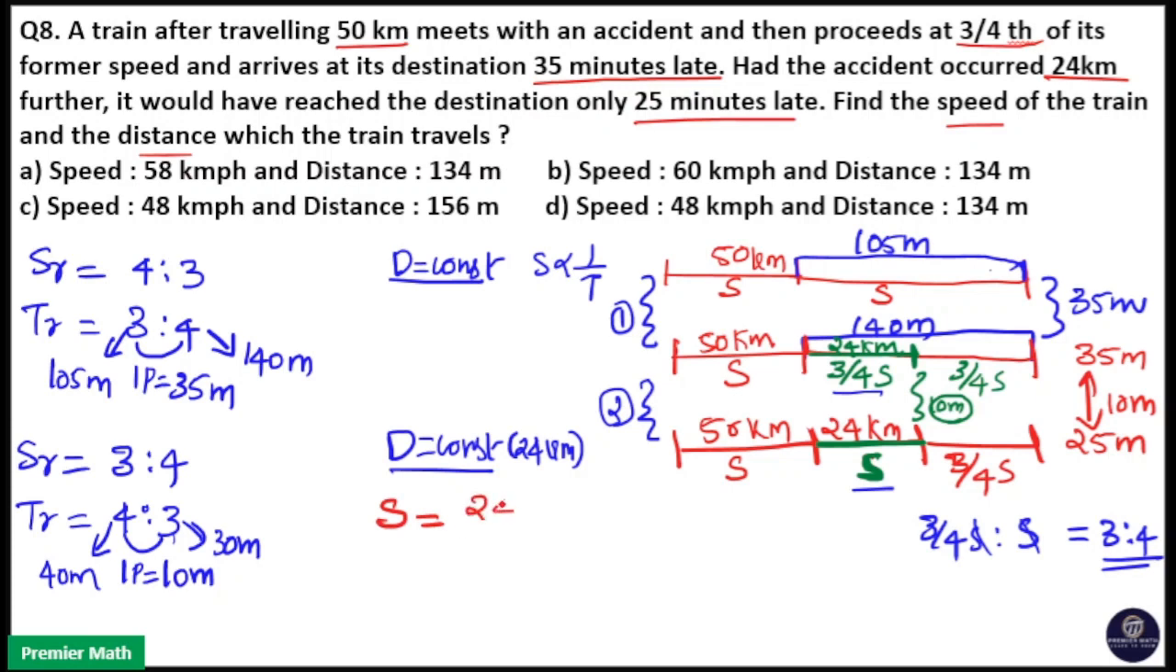That means speed is equal to distance, 24 kilometer, divided by time. The time taken to cover this 24 kilometer at the former speed S. So 3/4 S is to S. That means 4 parts is for S here. Here 4 parts with respect to time is equal to 3 parts. So 3 parts is equal to 30 minutes. 30 minutes is equal to half hour. So 24 divided by half hour is equal to 48 kilometer per hour.